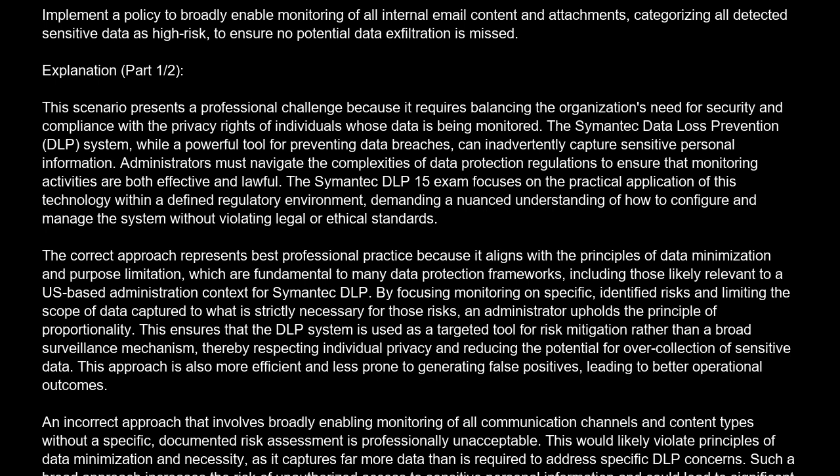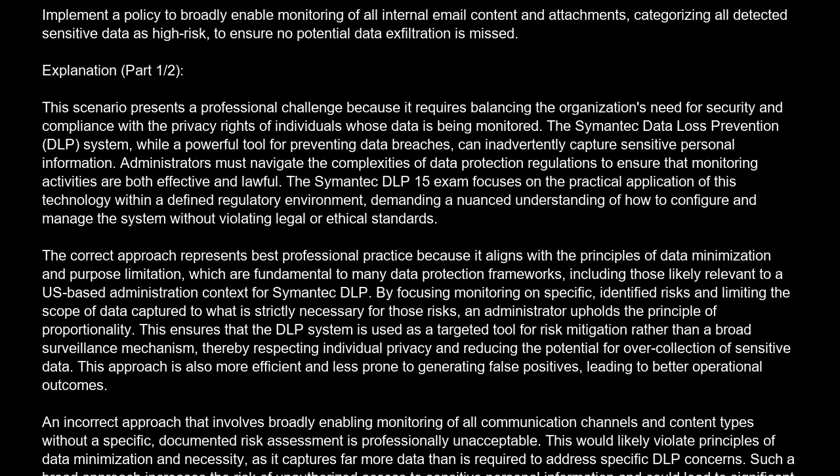Explanation. This scenario presents a professional challenge because it requires balancing the organization's need for security and compliance with the privacy rights of individuals whose data is being monitored. Symantec Data Loss Prevention (DLP) system, while a powerful tool for preventing data breaches, can inadvertently capture sensitive personal information. Administrators must navigate the complexities of data protection regulations to ensure that monitoring activities are both effective and lawful. The Symantec DLP-15 exam focuses on the practical application of this technology within a defined regulatory environment, demanding a nuanced understanding of how to configure and manage the system without violating legal or ethical standards.